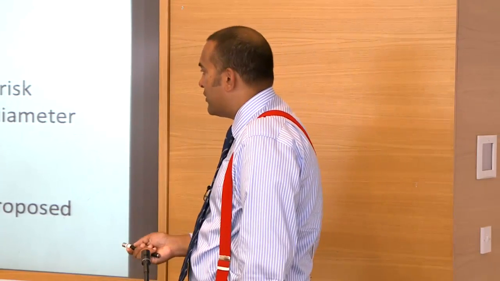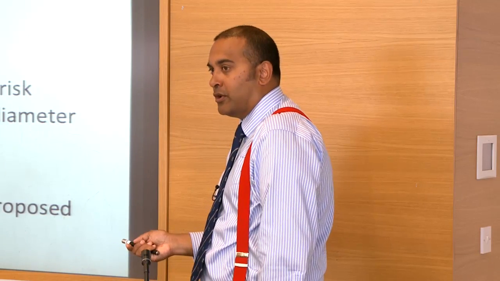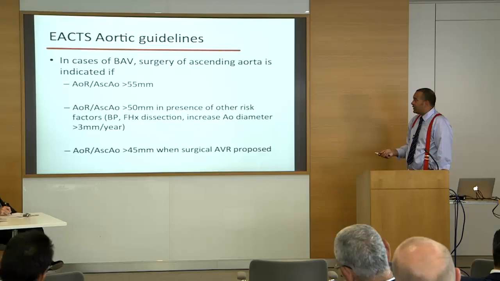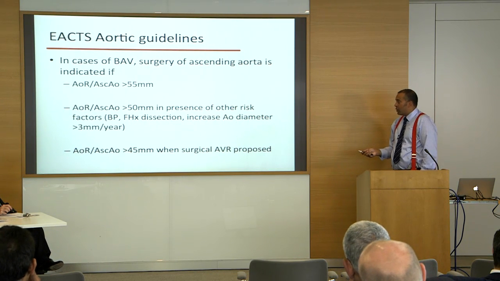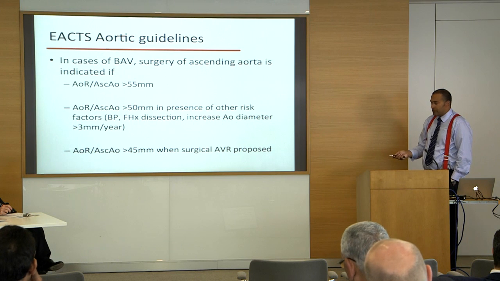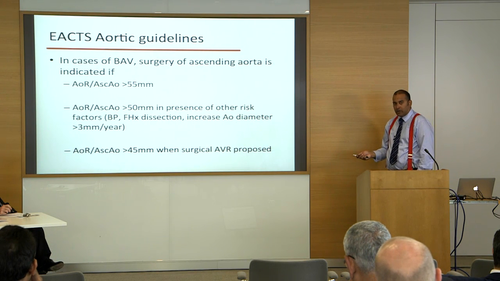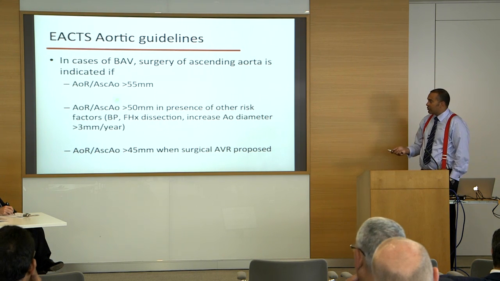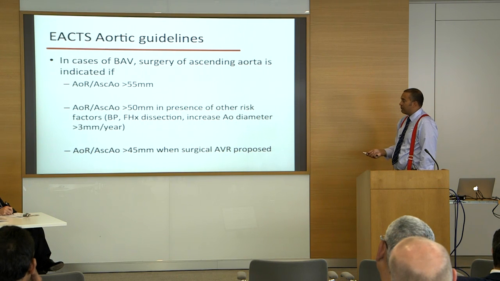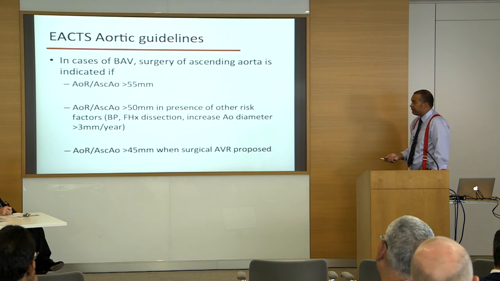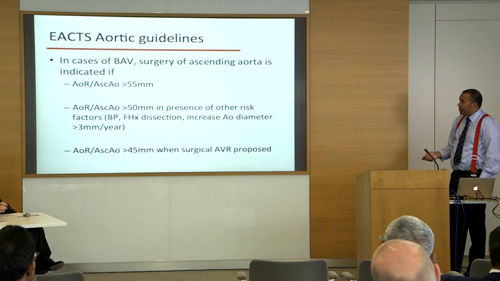And so they rather nebulously include systemic hypertension, which I suspect quite a lot of people have, family history of dissection, which I think is very reasonable, or increase in aortic diameter greater than 3 millimeters per year, which is slightly different from the American guidelines and some of the criteria which we've traditionally used. But certainly in groups of patients who have other risk factors such as Turner syndrome, Marfan's, you would stick with the same criteria. And when you're proposing surgical aortic valve, they say greater than 45 millimeters.